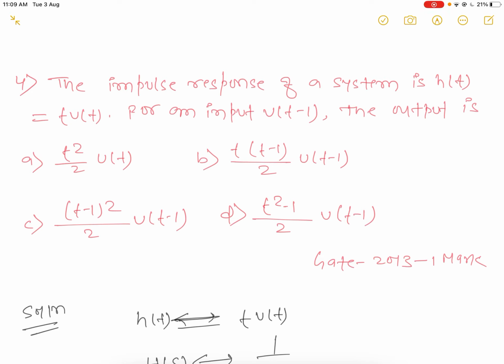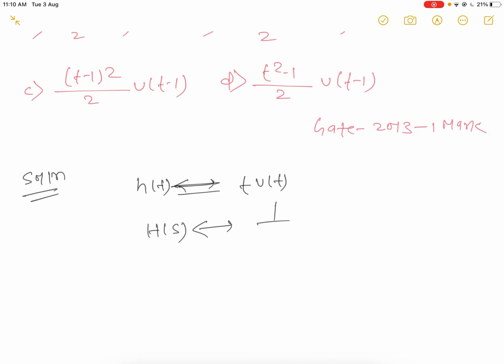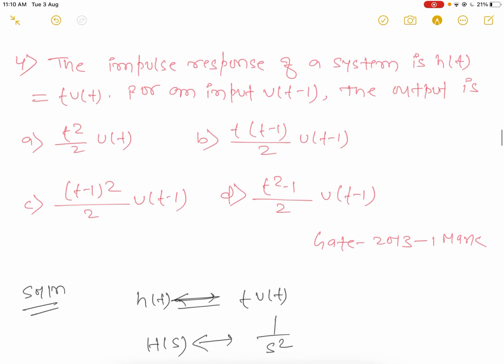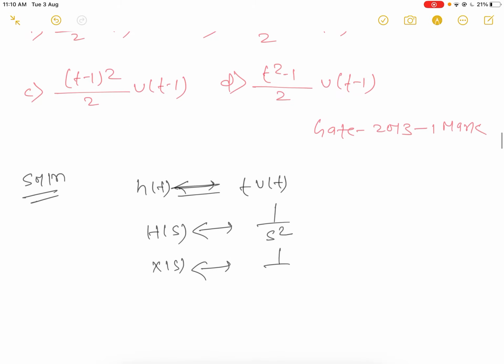The impulse response of a system is h(t) equal to t u(t). For an input u(t minus 1), we have to find the output response. When the input is u(t minus 1) and the impulse response is t u(t), in the s domain the impulse response will be 1 upon s square, and the input X(s) will be 1 upon s e to the minus s.